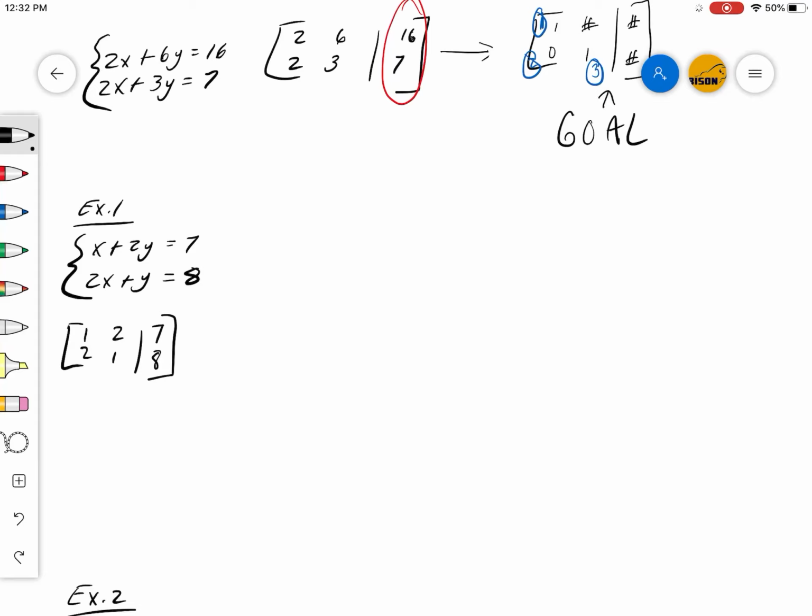Well, hip hip hooray, we're there. So this problem already laid it out for us. It was helpful to us. It already gave us the 1 in the top left corner. So my next goal was to get a 0 under it.